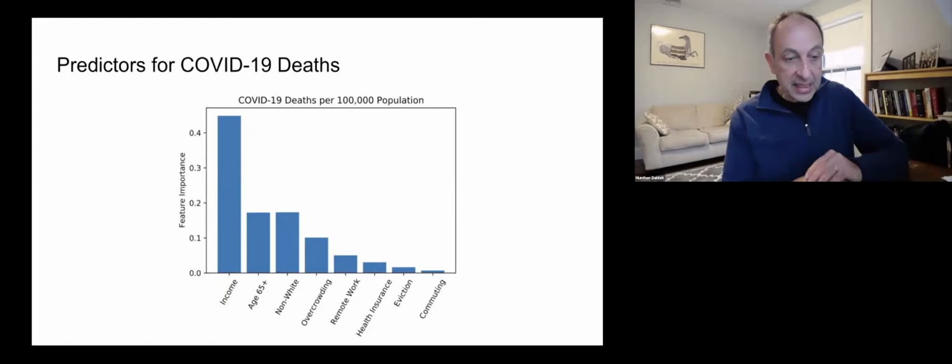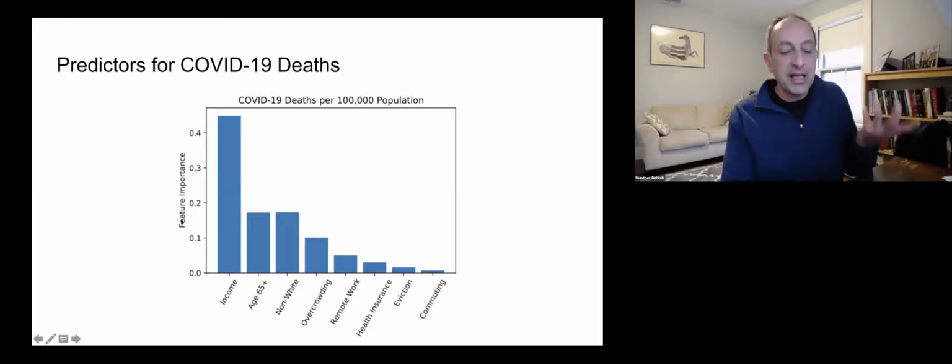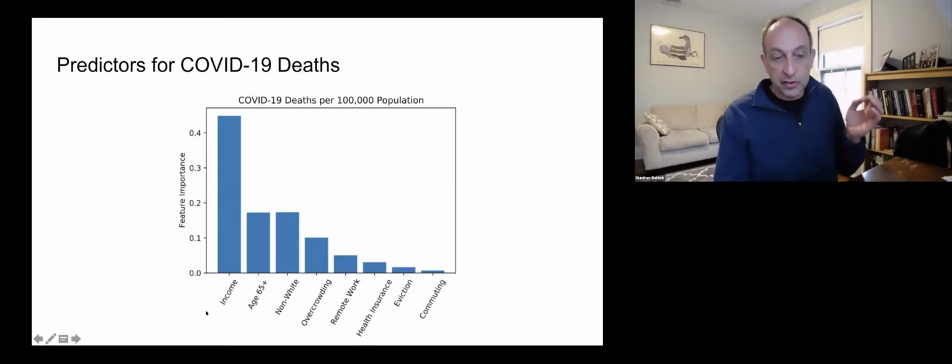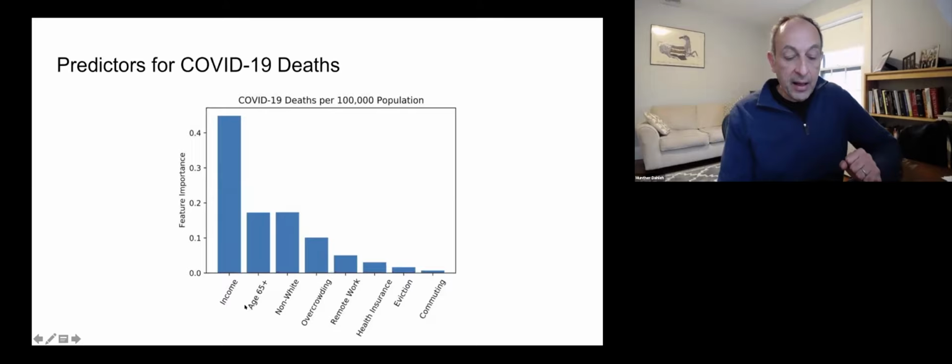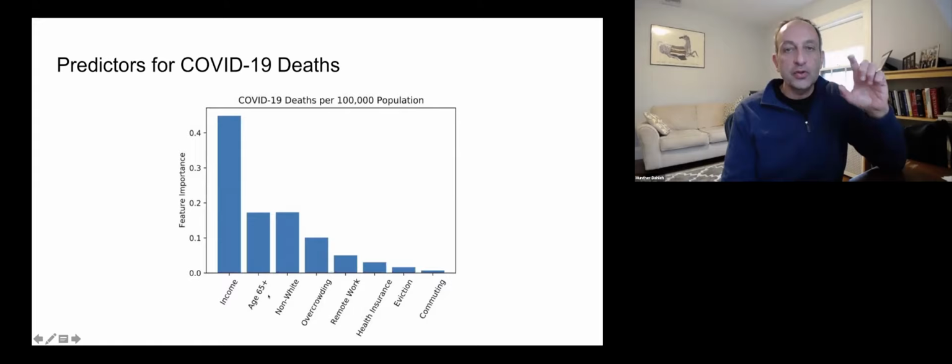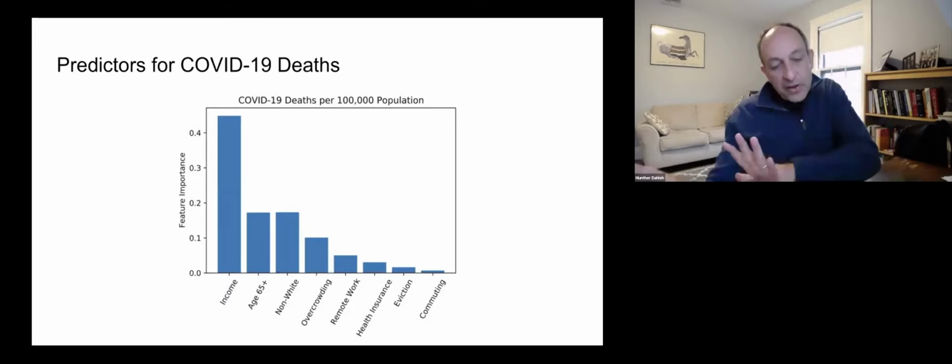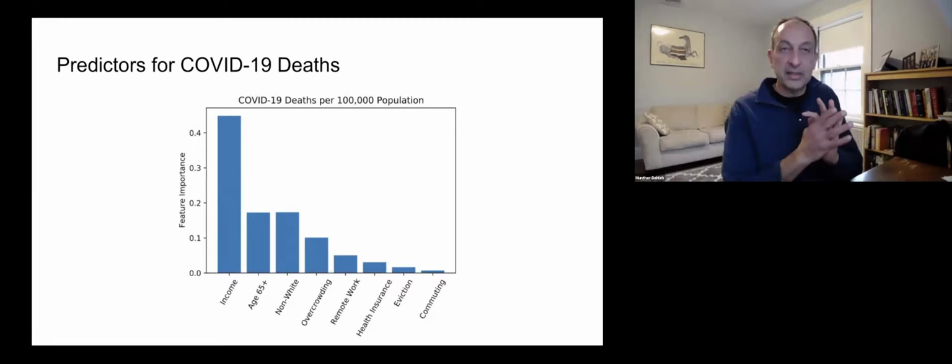This is a bar graph that shows the impact that many of these parameters had. Income, obviously, as we are hearing from everybody, comes out to be a very strong classifier or determinant. Age, in particular over 65, is a big parameter in this analysis. Race, in particular non-white, played an important role. And overcrowding is also a critical parameter, particularly when it's coupled with income. And then there are other issues, healthcare and so forth, that played an important role.